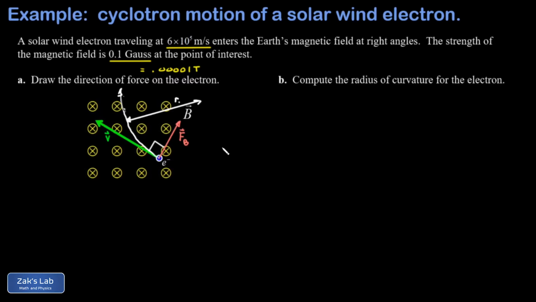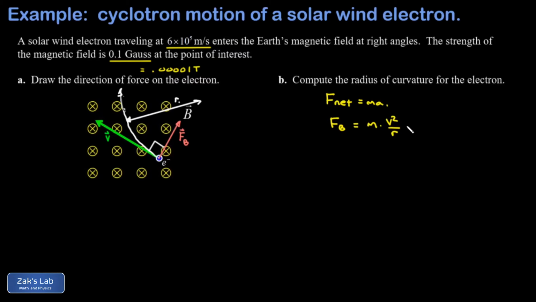To get at the radius of curvature, we have to do a force analysis. I'm just starting by stating Newton's second law, F net equals ma on this electron. And what's the net force it feels? All it feels is the Lorentz force here. And its acceleration is related to the speed and the radius of curvature. That's v squared over r.